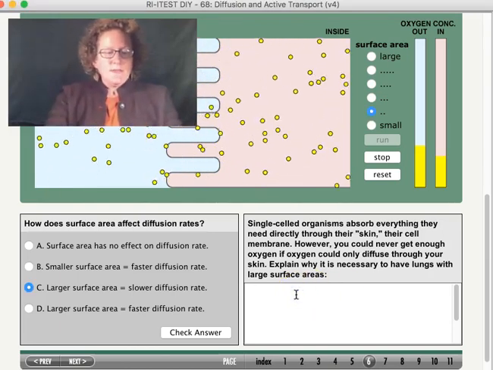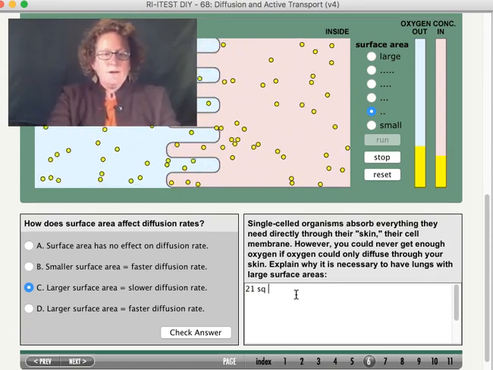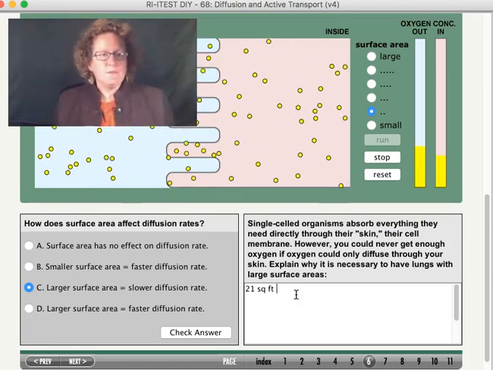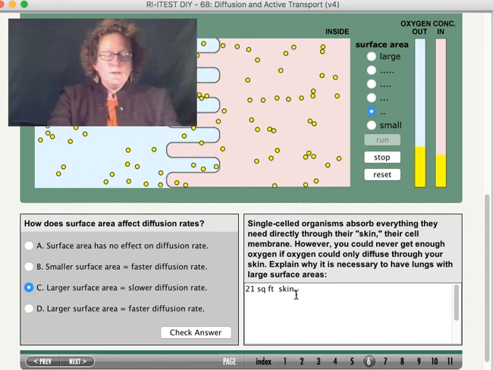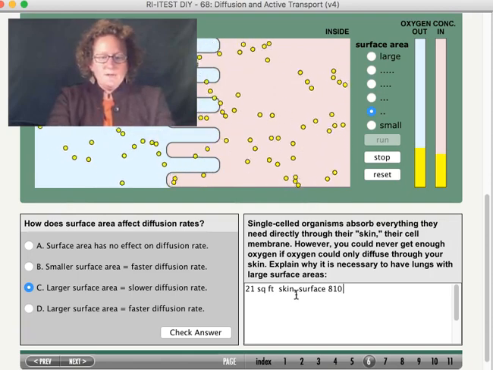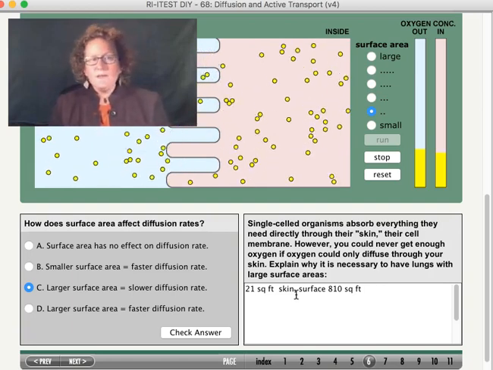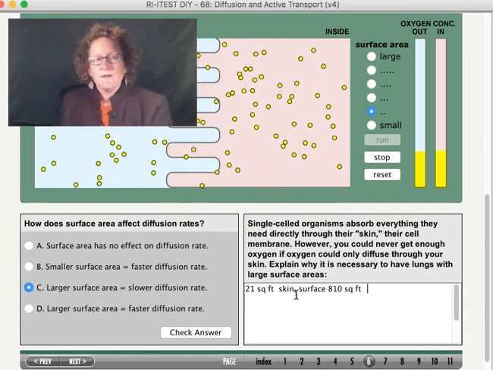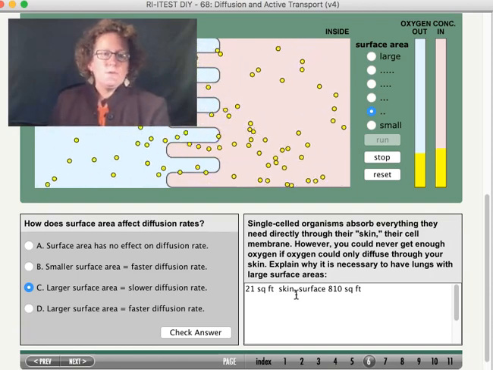I'll give you a hint, this is not the answer, but our skin on the high end runs about 21 square feet. That is just an estimate for the population at large. That's your skin. Now, the surface area of your lungs on the high end of the range for the general population runs 110 square feet. So there's a big difference. We have a lot more surface area in our lungs, and why do we need all that surface area? You should explain using the words lungs, surface area, and diffusion rate in your answer.